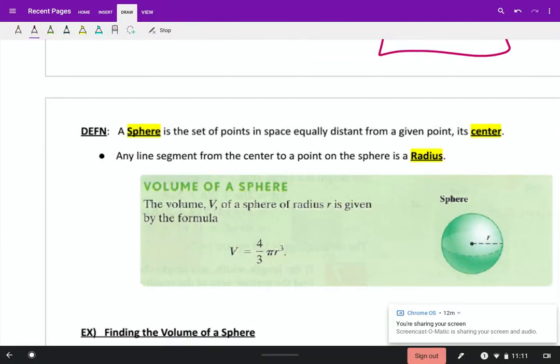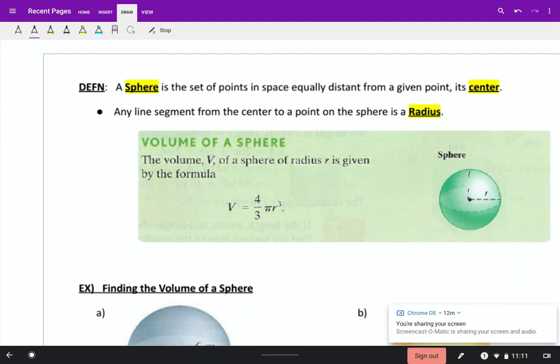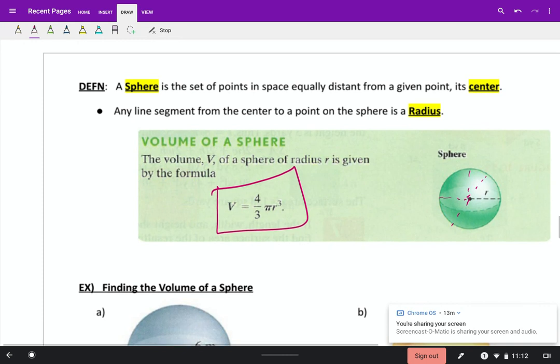Sphere. A sphere is if you take a circle and you would spin it, you would end up making a sphere. So a sphere is a set of all points in a space equally distant from a given point, its center. So that little circle in the middle, that sphere example, that is the center. Any line segments from the center to a point is the radius. So you could draw anything. These would all be radii. That's what that's saying. So for the volume of a sphere, you're going to take 4/3 pi r cubed. So this time we're cubing r, multiplying by 4/3 pi.